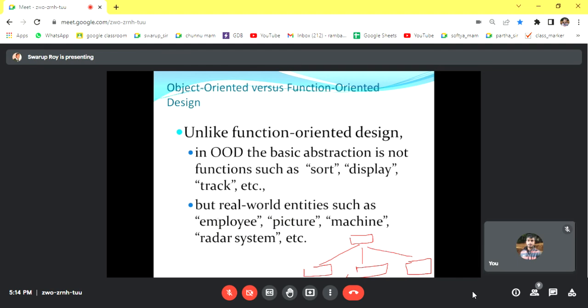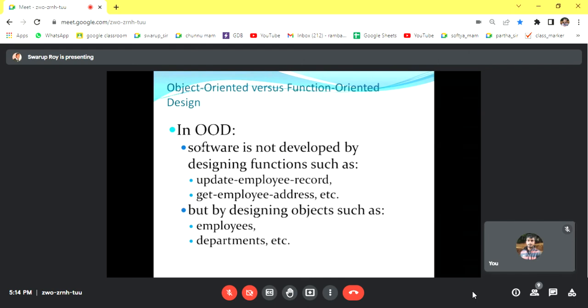Object-oriented design tries to create real-world entities in the form of objects. Employee can be an object, picture can be an object, machine can be an object, car can be an object, computer can be an object. That way they model. But in function-oriented design, they concentrate on the functions. Sort is a function, display is a function, track may be a function. Object-oriented design is not like that.